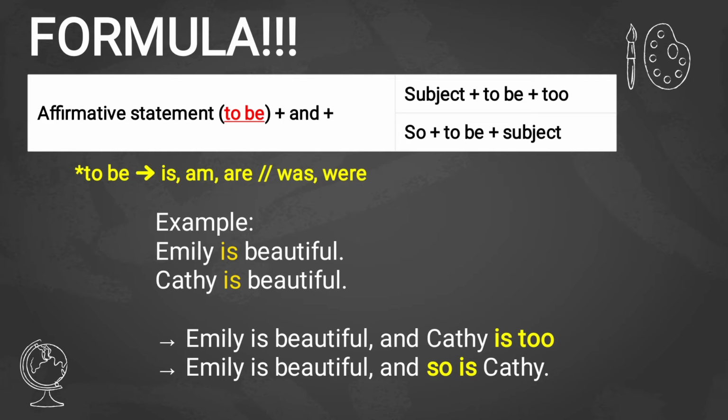For example, Emily is beautiful, Kathy is beautiful. Emily is beautiful, and Kathy is too. And the second one, by using the word so, it will be Emily is beautiful and so is Kathy. Okay.